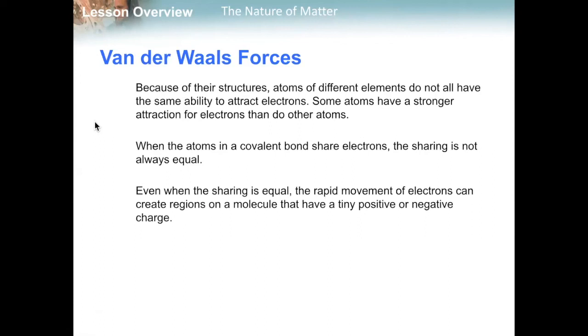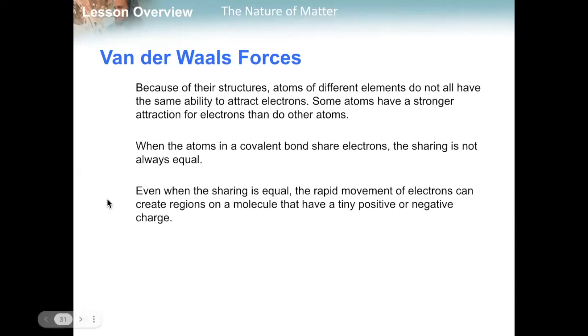And the last force, van der Waals forces. Because of their structure, atoms of different elements do not have the same ability to attract electrons. Some atoms have a stronger attraction for electrons than do other atoms. When the atoms in a covalent bond share electrons, the sharing is not always equal.